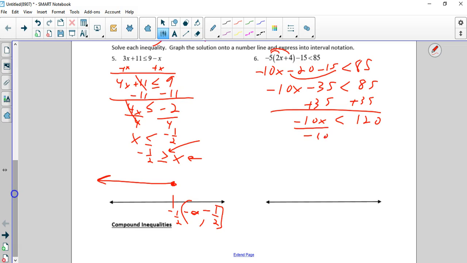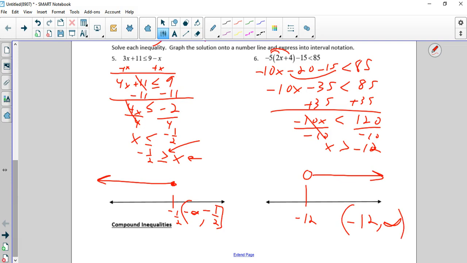Guess what? Now it's time to flip the symbol because I'm dividing both sides by a negative number. That's a 12, not a 10. Sorry. Graph it. Negative 12. It's greater than, not greater than or equal, going towards positive infinity. So it's negative 12 going towards positive infinity, and it's parentheses because negative 12 is not included.